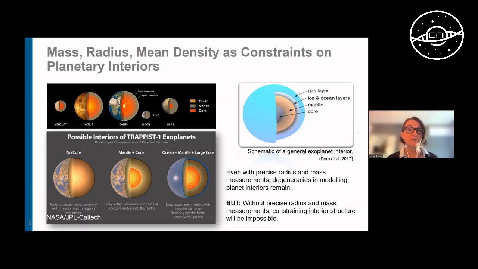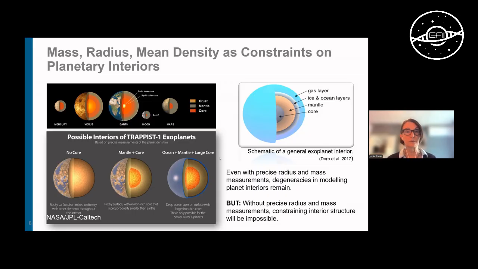And there are even degeneracies if you look at a rocky planet like in the famous TRAPPIST-1 system. For the same mass and radius, you can fit models with no core, models with a mantle and a core, and models which have an ocean on top as an outer layer. So we know that mass and radius alone are not enough to resolve these degeneracies in the interior modeling. However, if you don't have a precise radius and mass, it's impossible to even constrain the interior structure.